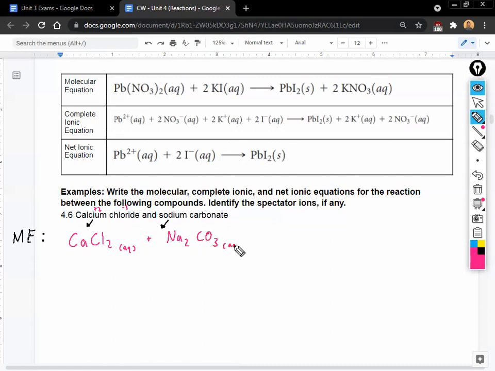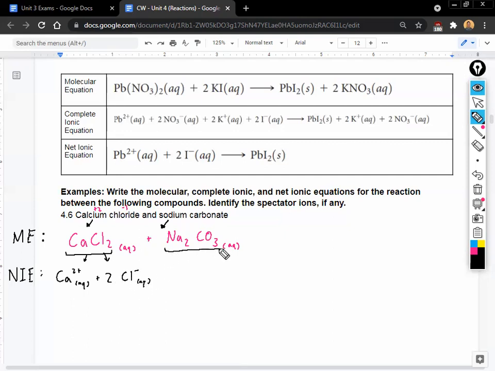Na2CO3. Okay, and that's also going to be aqueous. So these are our reactants. Now, before we do the products, I want to show you guys how to write the net ionic equation. For the net ionic equation, all we do is we take these compounds and we just break them up into the ions. So we're going to break CaCl2 into Ca2+, that's aqueous. We're going to break up Cl2 to 2Cl- aqueous.